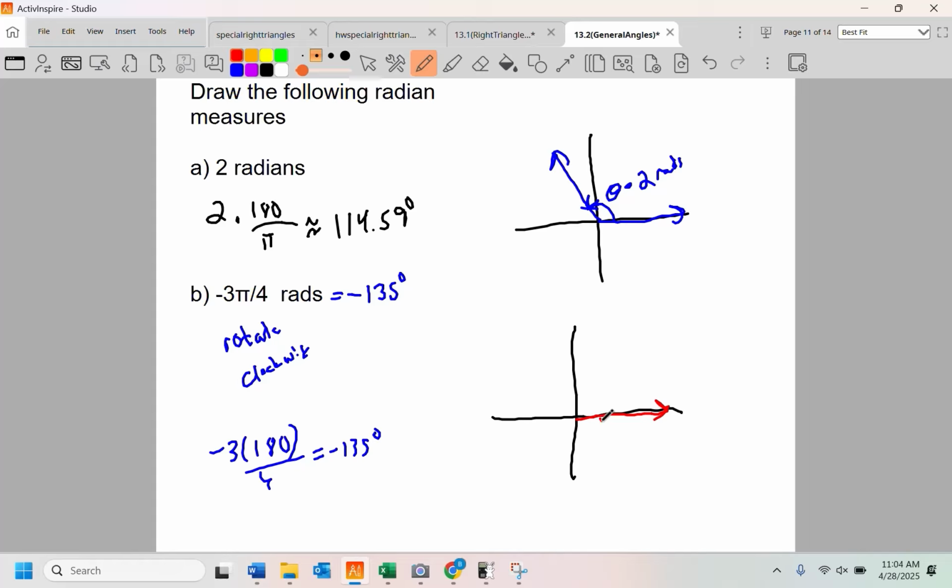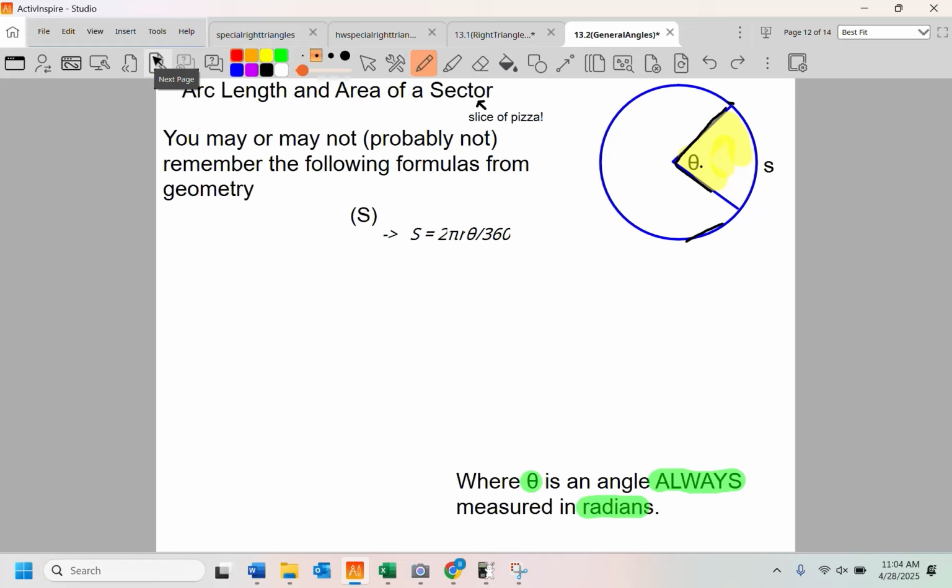Anyways, we're going to rotate negative 90 and then 45 more. And that's what theta being negative 3 pi over 4 looks like. Terminal, our initial side, terminal side, blah, blah, blah. All right, there's too much stuff in here.